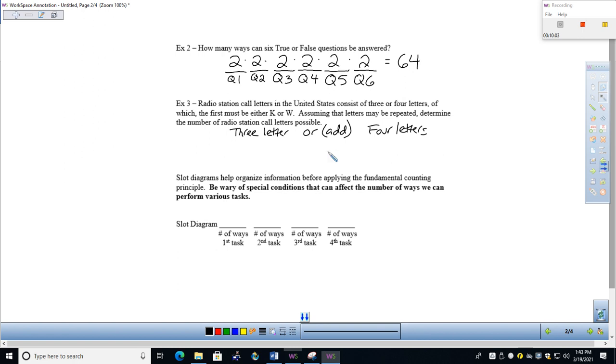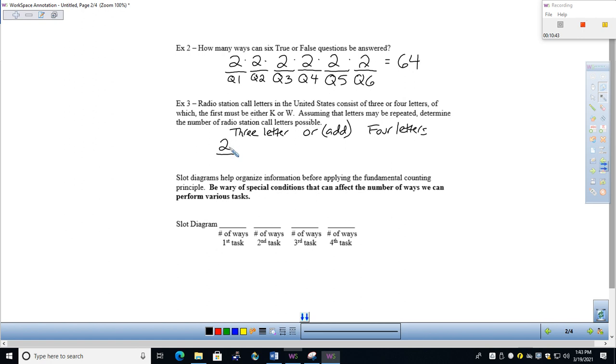All right, well, let's create the number of 3-letter possibilities and get this moving along. As I'm thinking about the 3 letters, it does say the first letter must be either K or W. So there are only 2 possibilities for that first letter, right? It's got to be either K or W.